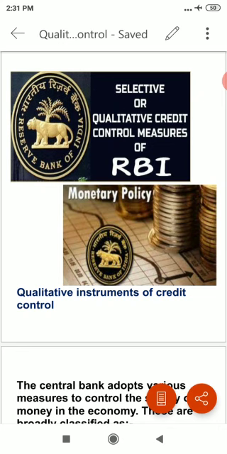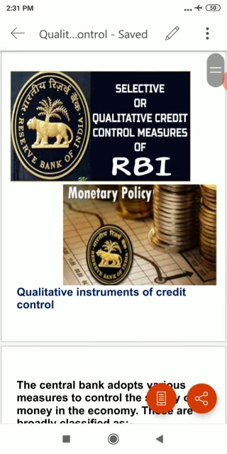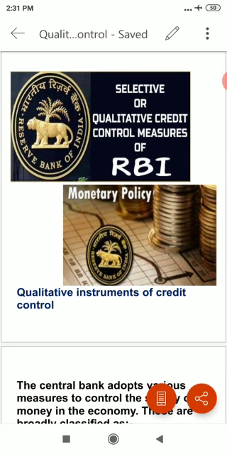The central bank or RBI adopts various measures to control the supply of money in the economy. The main motive of the RBI is to tackle inflation and to tackle deflation. The qualitative instruments of credit control are used to increase or decrease the supply of money in the market.